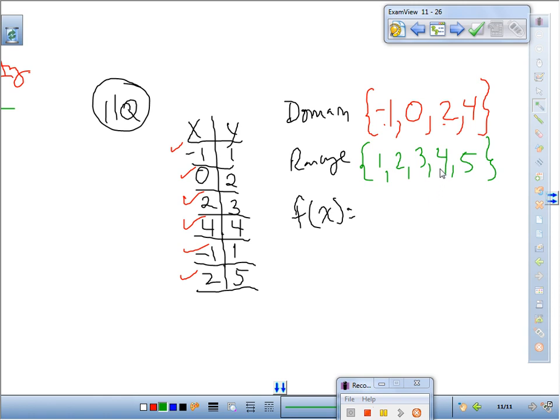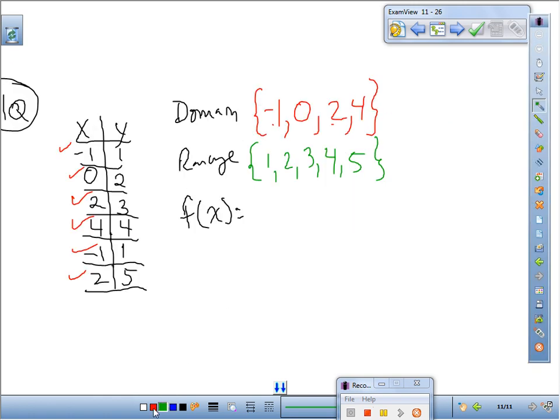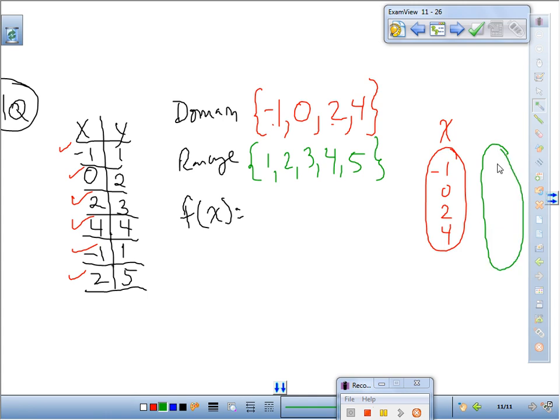Okay. To check if it's a function, this is where it gets tricky. For some of us, it's a little confusing. But the easiest way of going about it, you get your domain, and you write it here. Negative 1, 0, 2, and 4. Don't rewrite these. You rewrite your domain. If you rewrite these, you're going to make a mistake. My range, I rewrite it right here. 1, 2, 3, 4, 5. And now we can start mapping.